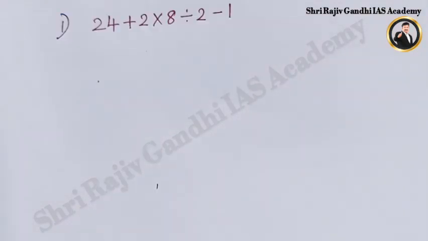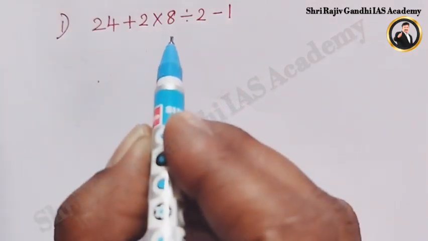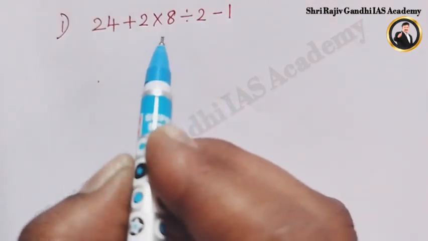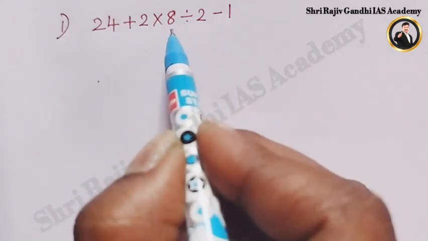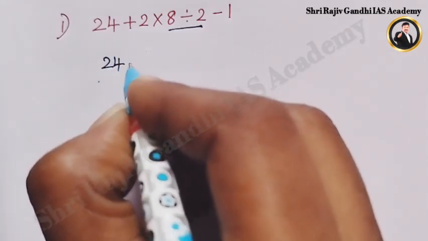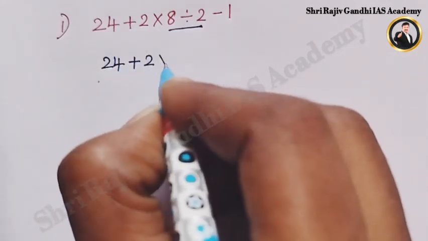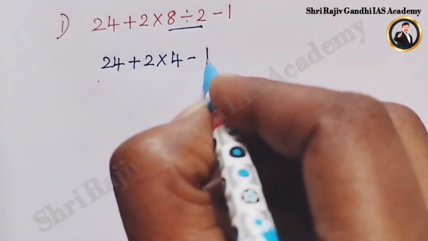The first sum is this one. First, we have to check whether the BODMAS rule is followed. Is there a bracket here? No. After the bracket comes the division symbol, so first cancel this one. So 24 plus 2 into, here division, 8 divided by 2 is 4, minus 1.